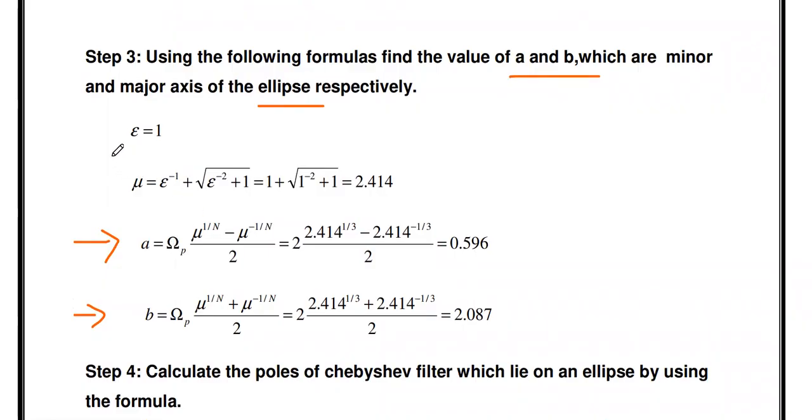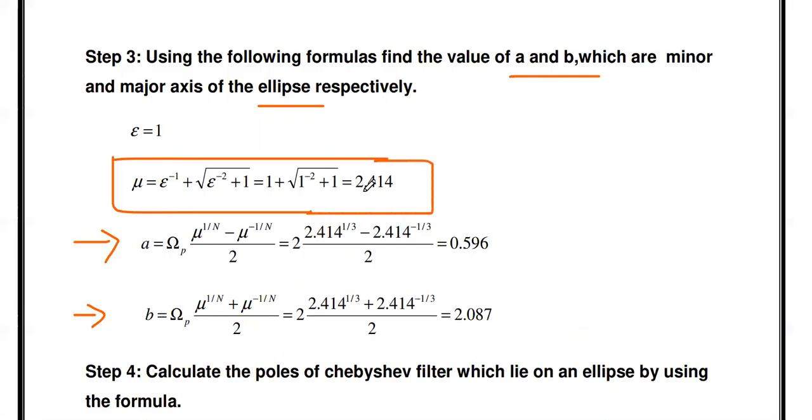Okay, so you know the formula for mu. What is mu? Mu is equal to epsilon inverse plus square root of epsilon to the power minus 2 plus 1. Already we derived the epsilon value as 1. So you substitute the epsilon value in this mu formula. So we can get mu equal to 2.414. Okay, so after calculating mu, you substitute this mu value in the minor axis and major axis formulas.